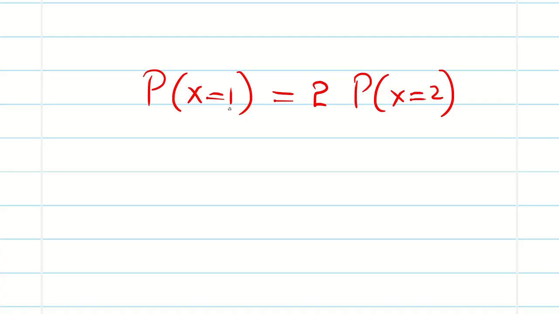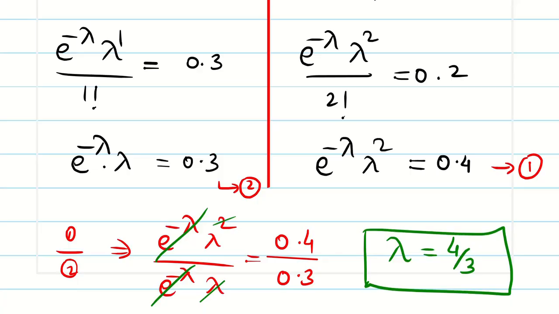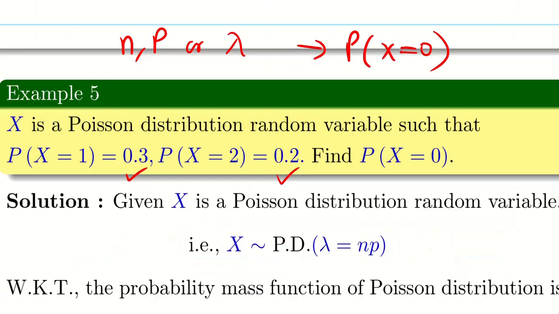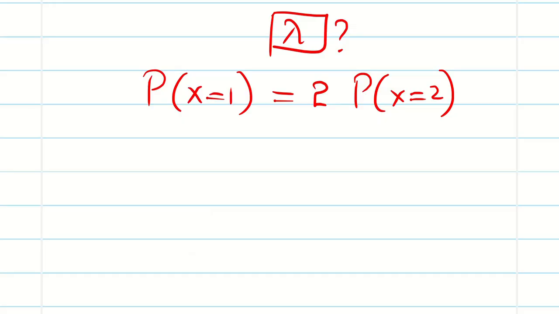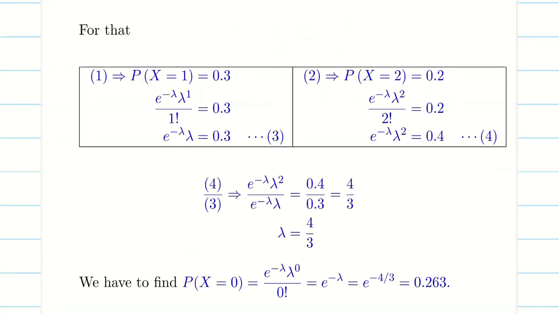Sometimes they can ask relations also, like this: probability of x equal to 1 is 2 times the probability of x equal to 2. Find lambda. The same thing. In the previous problem, they gave different values and we substituted them. Here they have given the relation. You can just substitute into the formula and find the lambda value easily. Done. So for the previous problem, my final answer is 0.263.